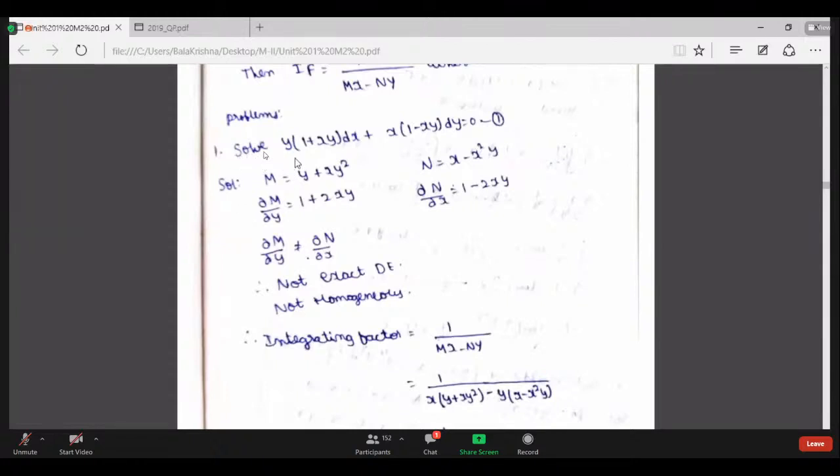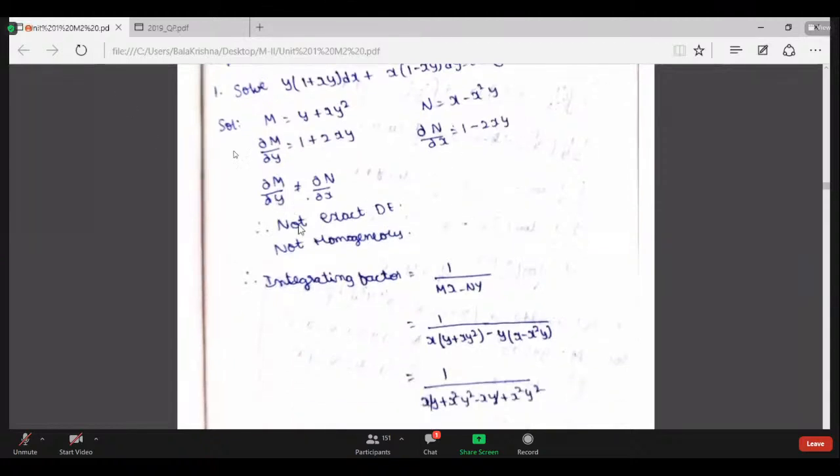Solve y into 1 plus xy dx plus x into 1 minus xy dy equal to 0. So here m is y plus xy square, n is x minus x square y square. Check for that condition, dou m by dou y is equal to dou n by dou x or not. When you differentiate with respect to y partially, derivative of y is 1 and x remains constant, derivative of y square is 2y, so it is 1 plus 2xy. N with respect to x partially, derivative of x is 1, derivative of x square is 2x, so it is 1 minus 2xy, with y remaining constant. So both are not the same, therefore it is non-exact.